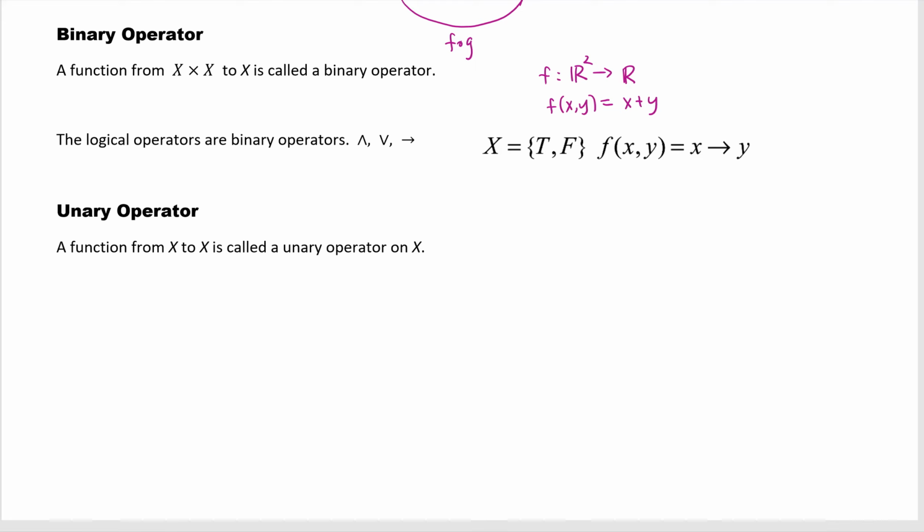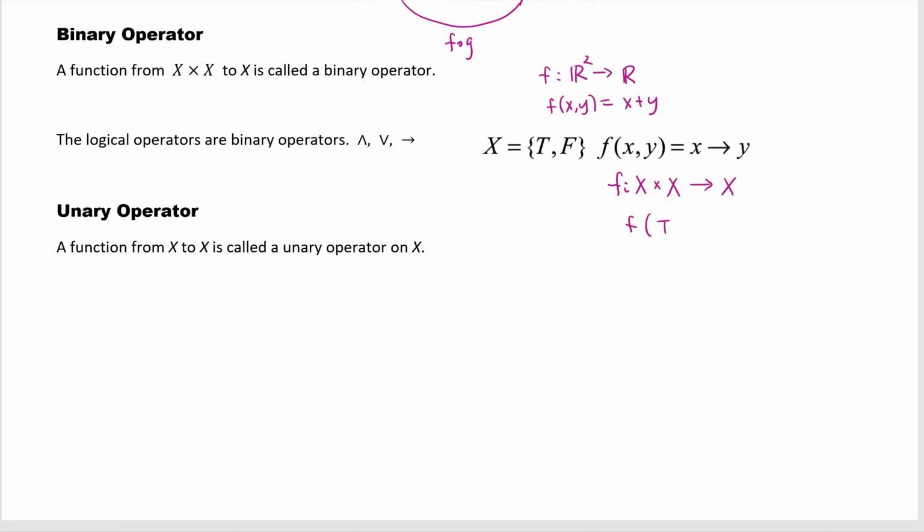We have and, or, implies. The set X is true or false, and then f of x, y is like x implies y. Then we can figure out whether it's true or false. We have the truth table. So this is a function from X Cartesian product with X to X.